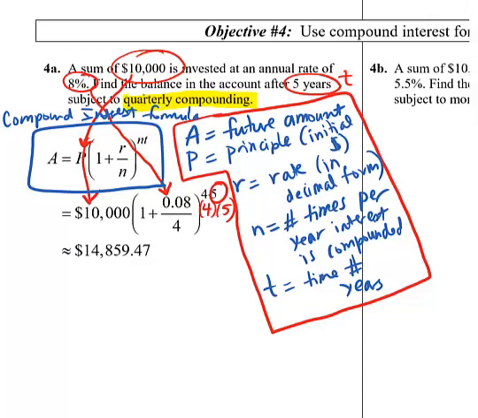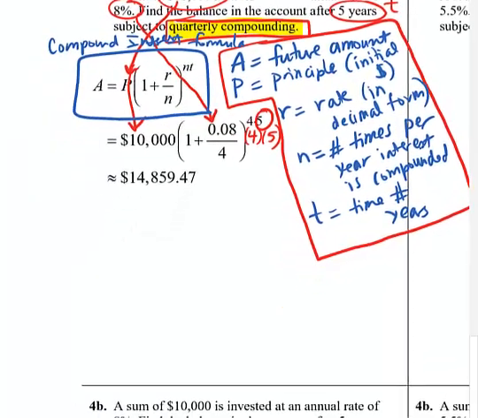And then what else? Oh, quarterly compounding. If something's compounded quarterly, that means 4 times a year, because there are 4 quarters in a year. So if they said monthly, it'd be 12 times a year. If they said daily, it'd be 365 times a year. Weekly would be 52 times a year, depending on the language they use. And then it's all about your calculator from there.